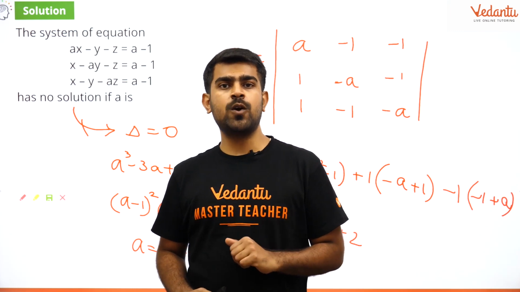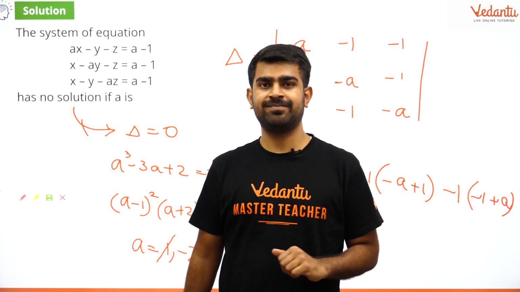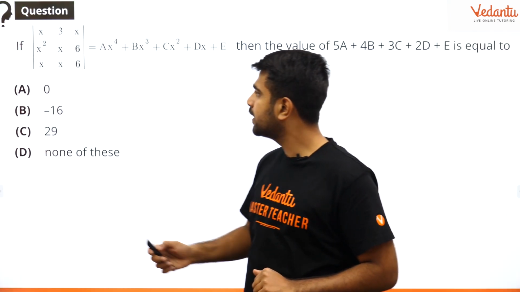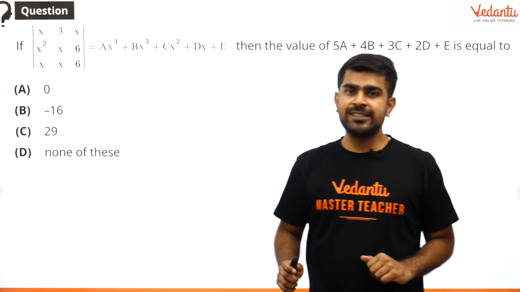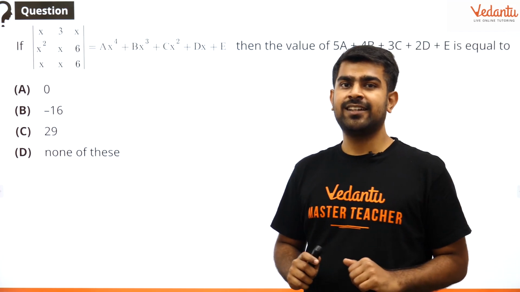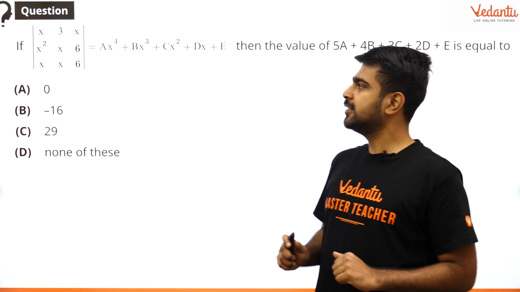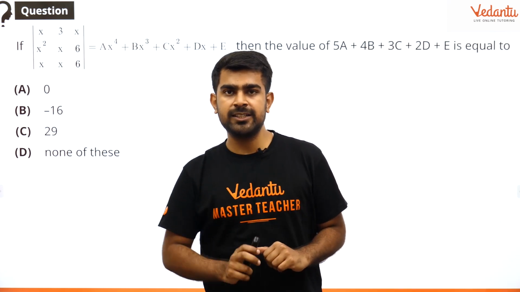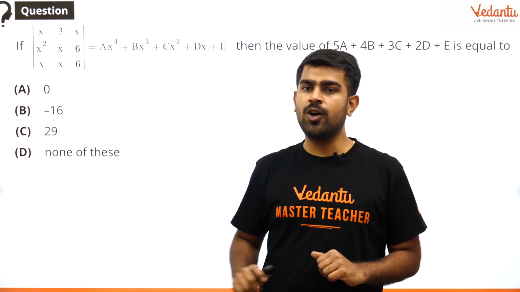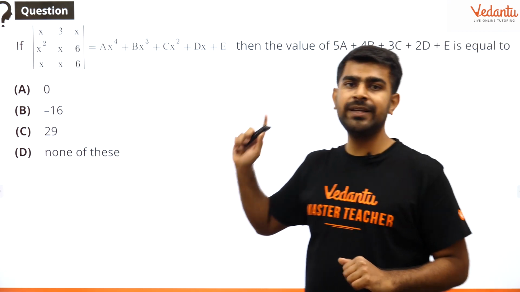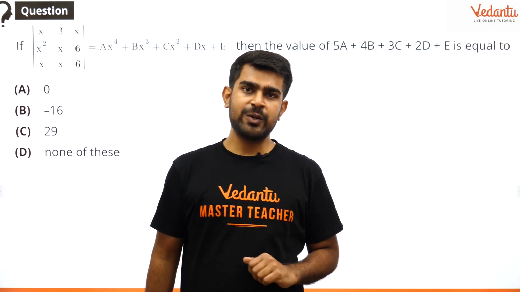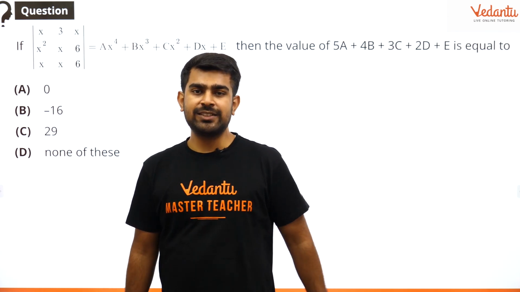With that, let us move on to the next question that I have for you. So yep, this is the next question which I would like you guys to try. So what do you have here? You have a determinant which is equal to a polynomial. And we are asked to find the value of 5a plus 4b plus 3c plus 2d plus e. Okay guys? So can you try it out?